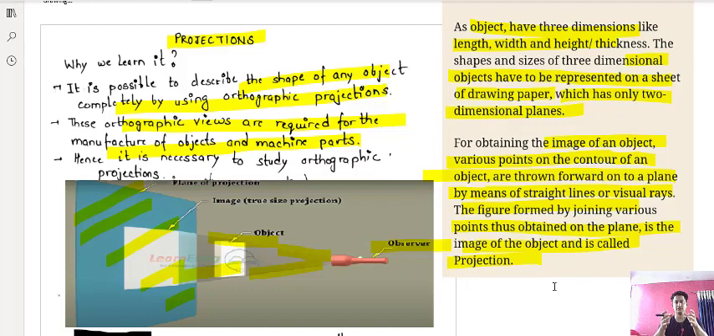Suppose the object is here and you are looking from here. So this is the top view of that object. This is the object and this is the top. You are seeing from here. So you are projecting this object's view on the sheet of paper. I hope this is clear.